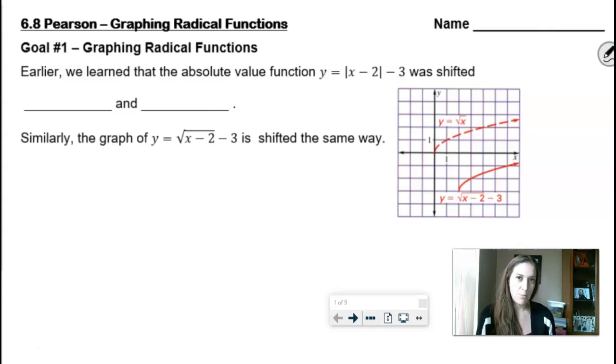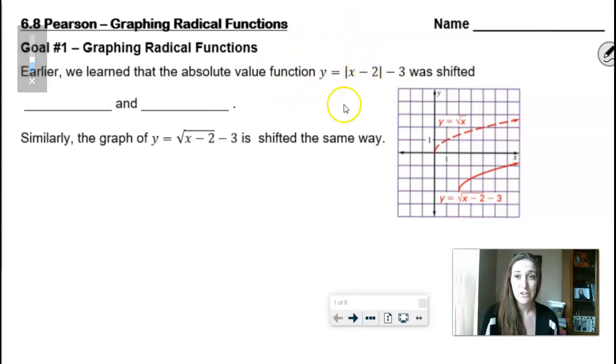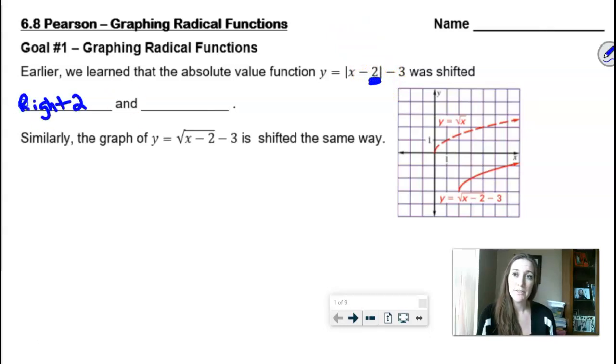So we just got done with a lesson on graphing absolute value functions. And if you remember, our absolute value function of absolute value of x minus 2 minus 3, and I asked you for the transformations to that function, well, we determined that it was shifted right 2, which I know surprised some of us because we were thinking left 2, but there's a built-in negative there. And it was also shifted down 3. So those transformations you're going to see are common between all of our functions.